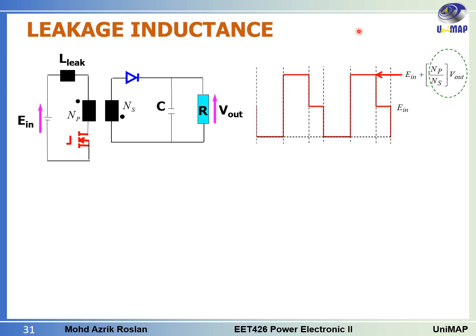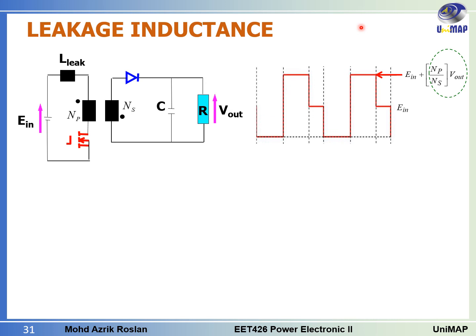So when the winding is energized during the switch turn on, there is some energy trapped in the leakage inductor. Okay, so this leakage energy needs to be dissipated using an external circuit, to ensure that this energy is dissipated correctly.